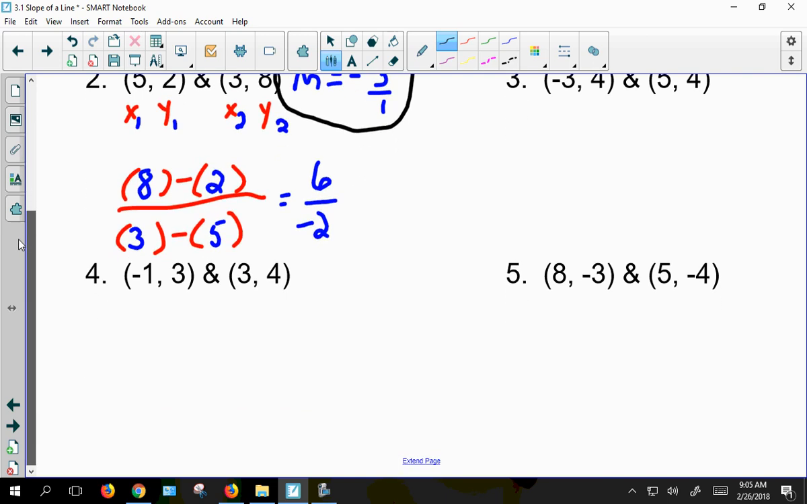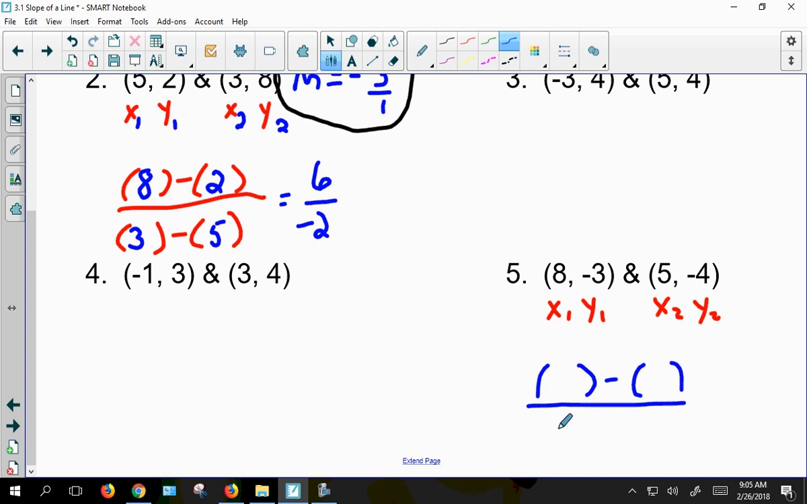Okay, let's look at number 5. Same thing, x1, y1, x2, y2. And then I have to go bump, bump, minus bump, bump, over bump, bump, minus bump, bump. Now, here's where you run into the problem if you don't do the empty parentheses. You guys, y2 is -4, so I put -4 here.